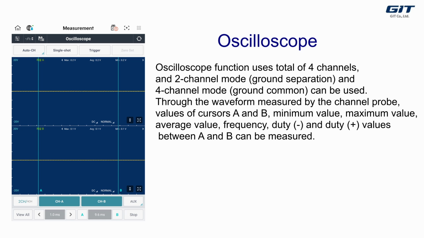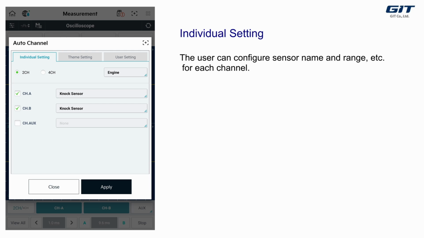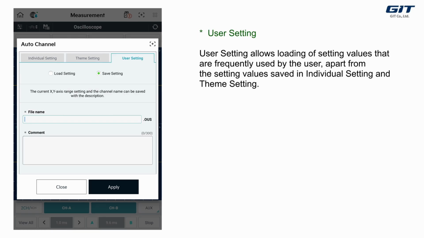The oscilloscope function uses a total of 4 channels, and 2-channel mode with ground separation and 4-channel mode with common ground can be used. Individual setting: the user can configure the sensor name and range, etc. for each channel. User setting allows loading of setting values that are frequently used by the user.